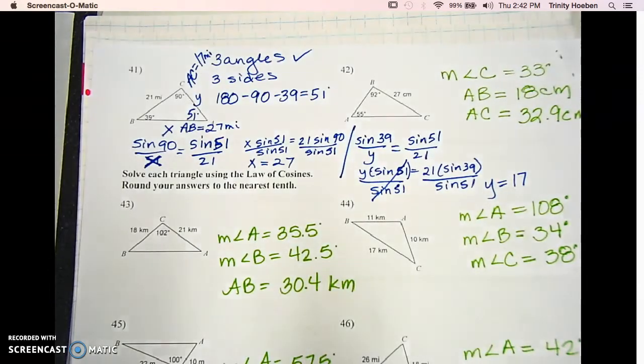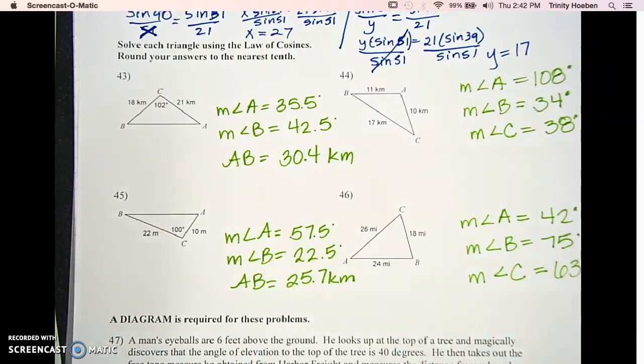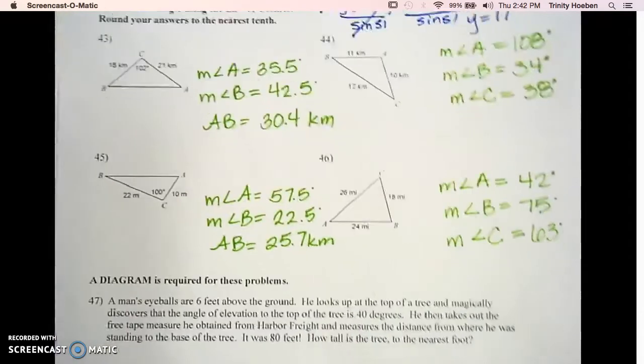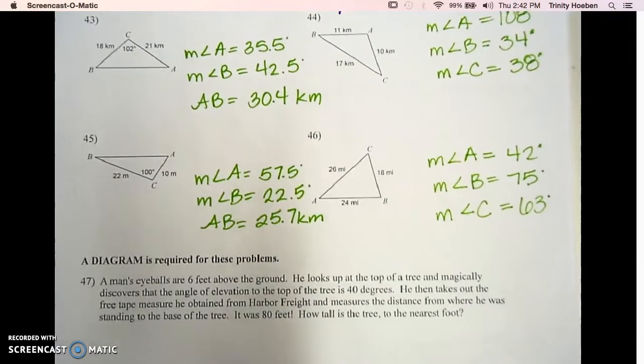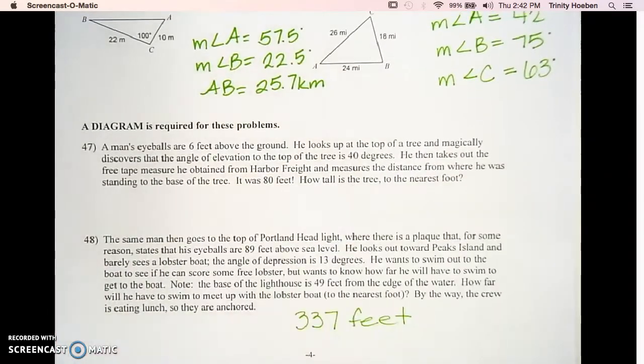Number 43 through 46, use the law of cosines. These were optional problems to do. They are extra credit on the test. You do not have to do them. You can leave them blank. But if you'd like to do the extra credit on the test, I highly recommend doing them. There's the answers and you can check.